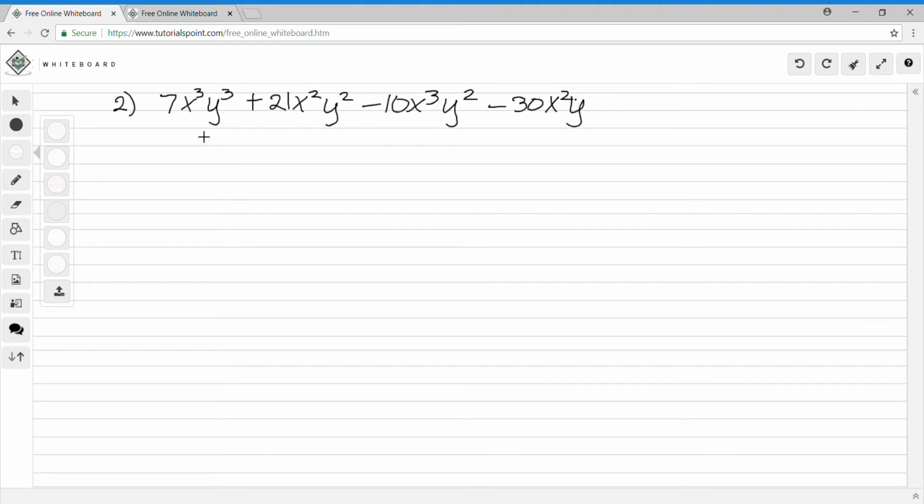First of all, let's count how many terms we have. This whole thing is 1, this whole thing is 1, and this other one is 2, 3, 4. So we have a total of 4 terms. When you have a total of 4 terms, you can do factoring by grouping. And it's not hard. We're just going to break it into 2.